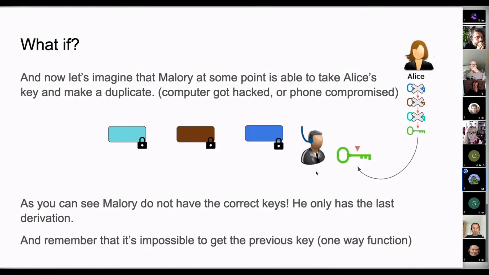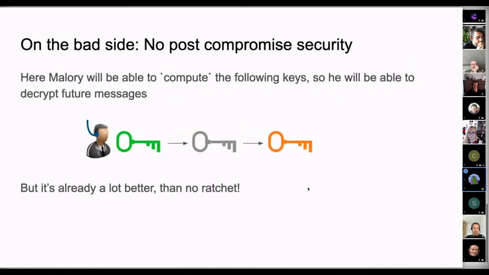Mallory is still with an endless pile of bytes and can do anything. On the byte side, there is no post-compromise security. That means that Mallory will be able to compute the following keys. Of course, it's easy. So he will be able to decrypt all future messages. But it's already better than no ratchet.